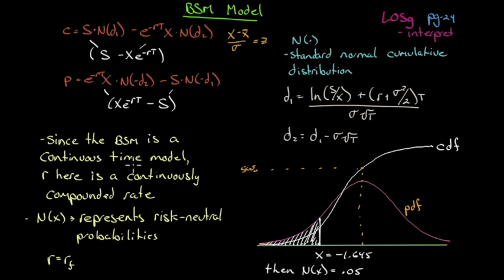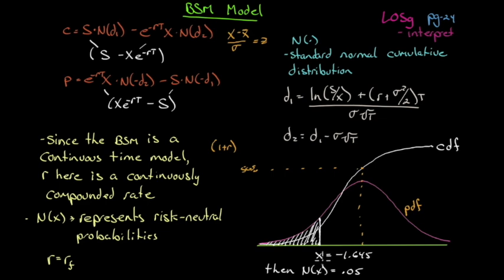Since the BSM is a continuous time model, R here is a continuously compounded rate. In the binomial model, we used 1 plus R for the discount rate. Here we're using e to the RT because this is a continuous time model. And N(D1) and N(D2) represent risk-neutral probabilities, and the rate R that we're using is the risk-free rate.